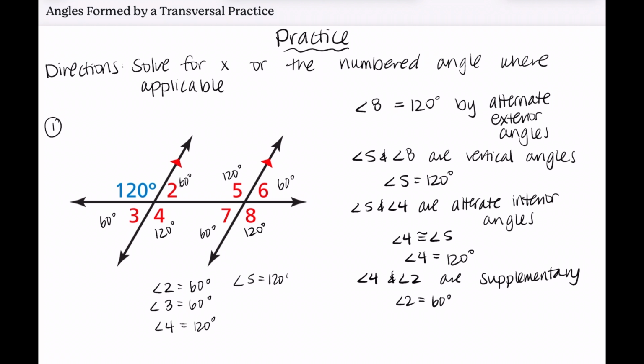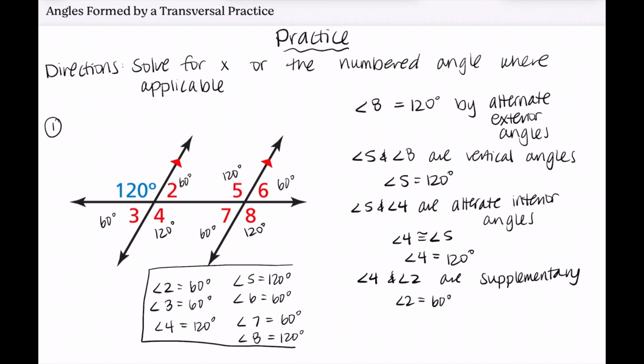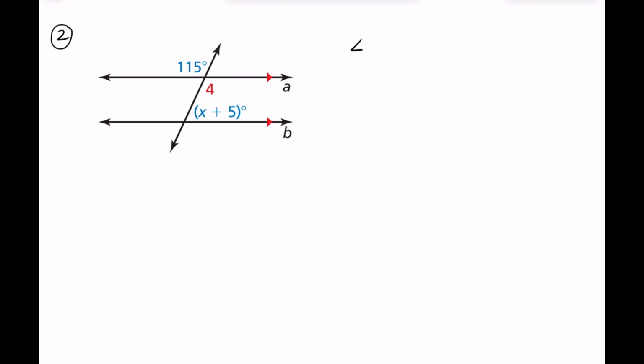So angle 2 would be 60 degrees, angle 3 is 60 degrees, angle 4 we solved for is 120 degrees, angle 5 is 120 degrees, angle 6 is 60 degrees, angle 7 is 60 degrees, and angle 8 is 120 degrees. So that wraps up our first practice problem for today. Feel free to pause here or rewatch this section if I moved a little too fast for you guys. But now we'll get into our second practice problem for today.